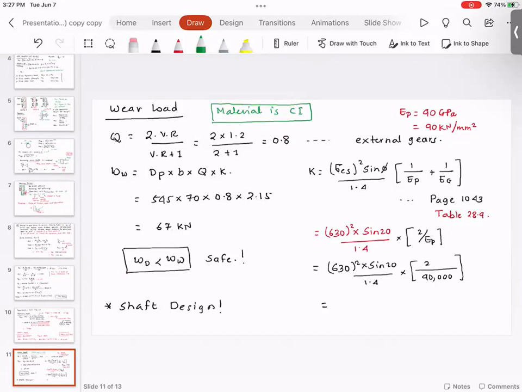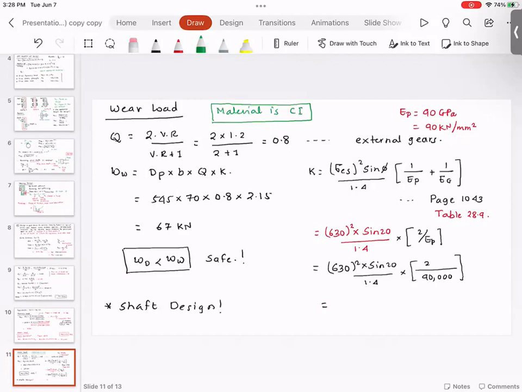That's why the Young's modulus is 90 gigapascals, and that will get me the value of K. And then substitute all these values into the equation, and you are going to get the wear load of 67 kilonewton. And as you know, WD is less than WW. This gear design is safe.